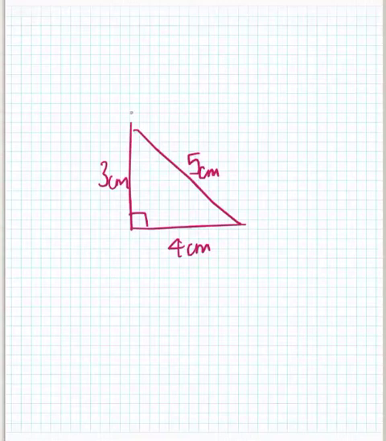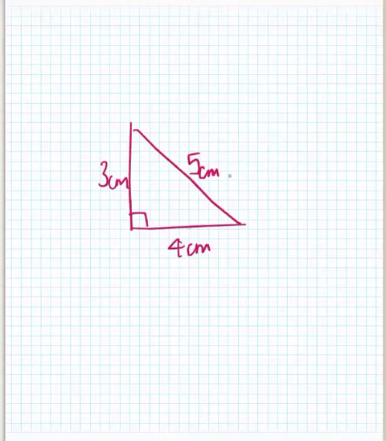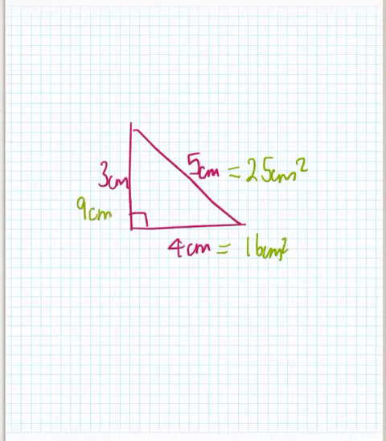If I square the hypotenuse, 5 squared would give me what? 25 centimeters squared. If I square the 4, 4 times 4 is 16 centimeters squared. And 3 times 3 is 9 centimeters squared. Okay, that's squaring the length, so squaring the length of each side.